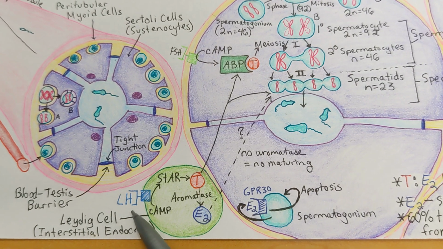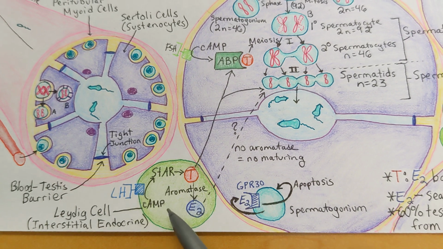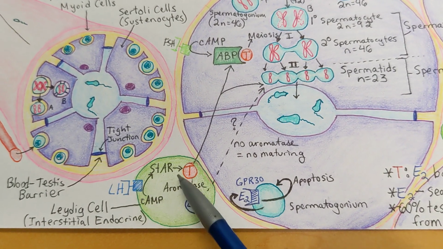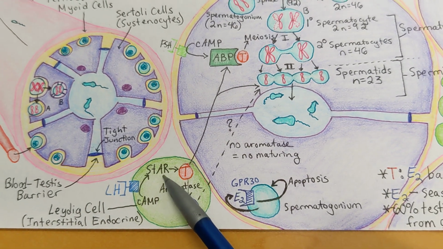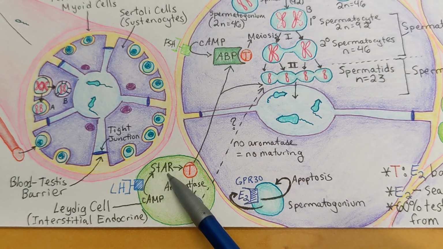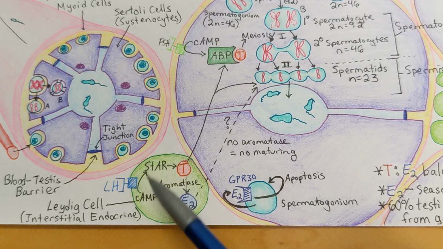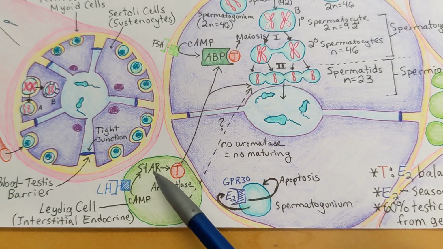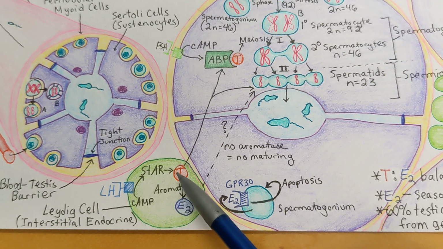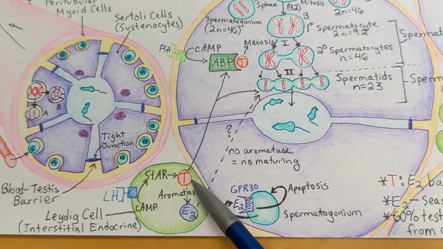So LH, another gonadotropin from the anterior pituitary gland, binds to its receptors on the Leydig cells, inducing a cyclic AMP second messenger system to increase the activity of STAR. STAR is important in beginning the process of steroidogenesis. Remember that this enzyme, or this molecule, is going to bring cholesterol into the mitochondria and initiate steroidogenesis. Ultimately, this is going to produce testosterone. At the very end, testosterone is produced.